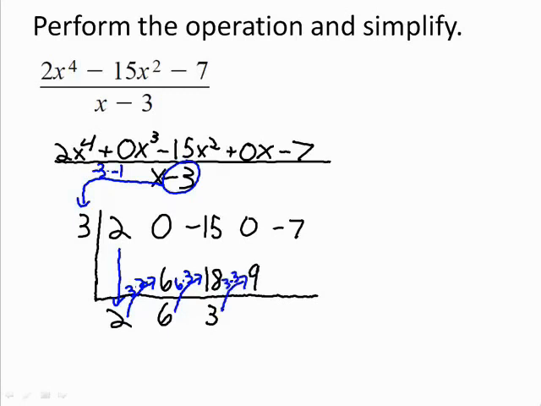Add the numbers in this column together. 0 plus 9 is 9. Multiply 9 by 3. 3 times 9 is 27. Add the numbers in the last column together. Negative 7 plus 27 is 20.